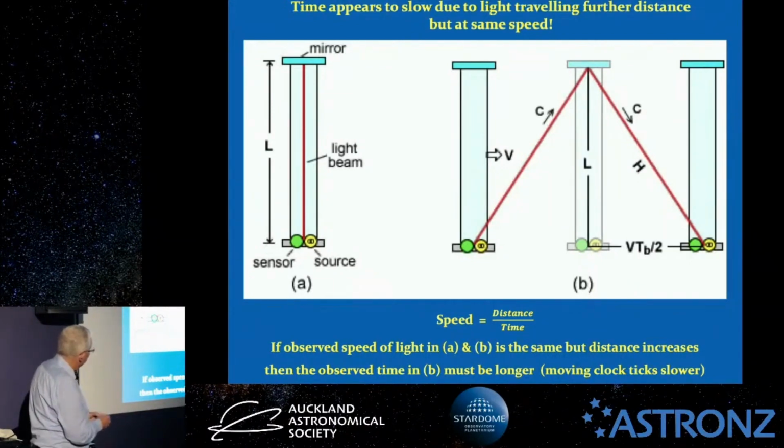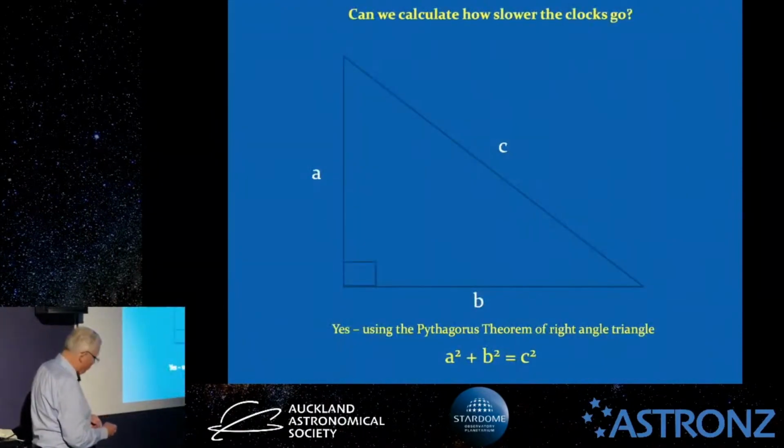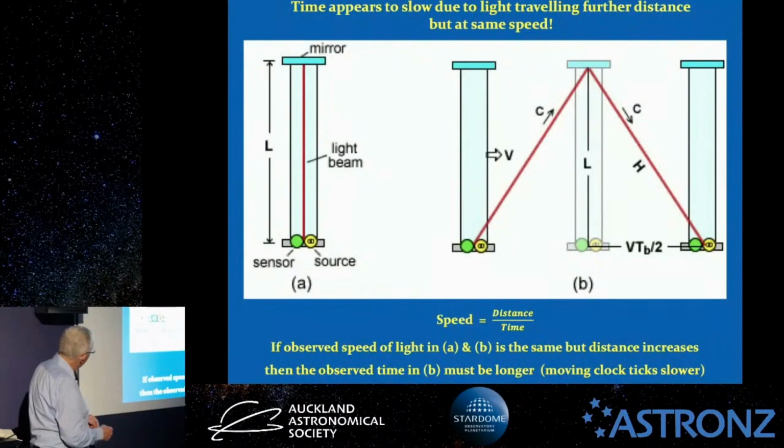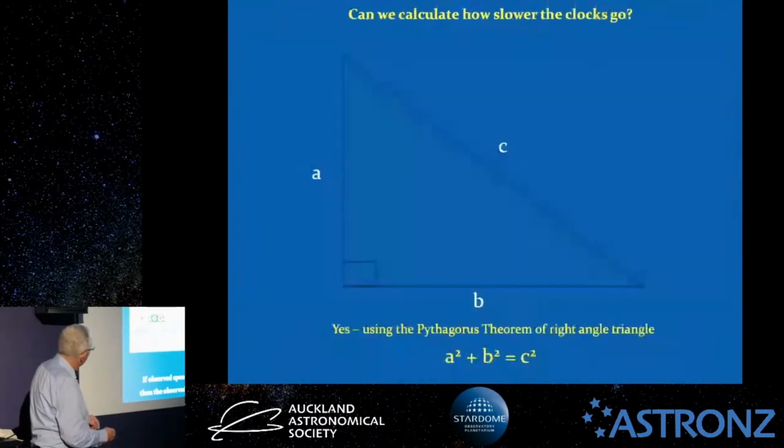But if you were sitting on that train, you'd see it go up and down like that. Now, are you all happy with that? It just makes sense. The time is longer, so that clock is ticking slower. Let's explain it a little bit better. By how much do we calculate it?